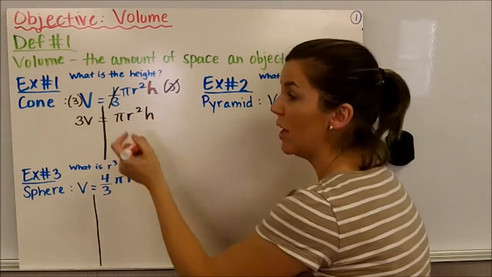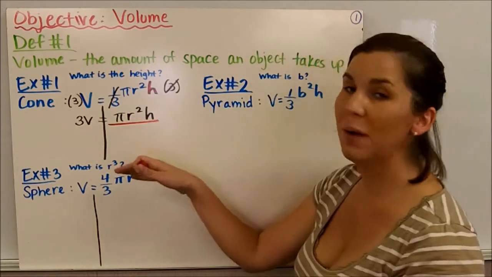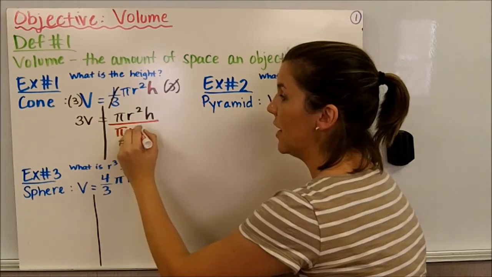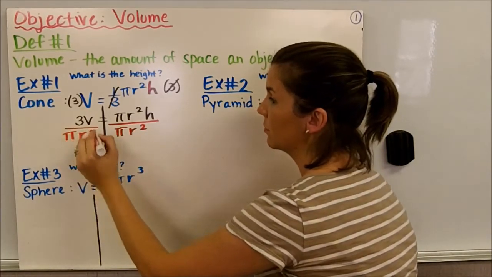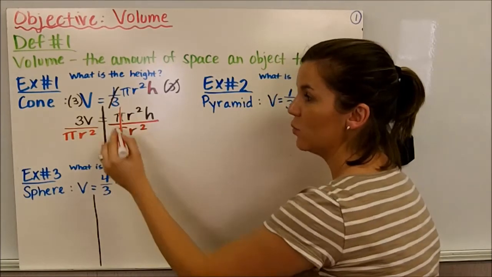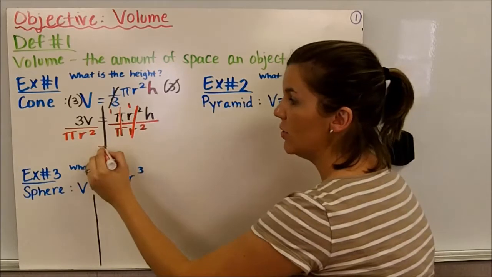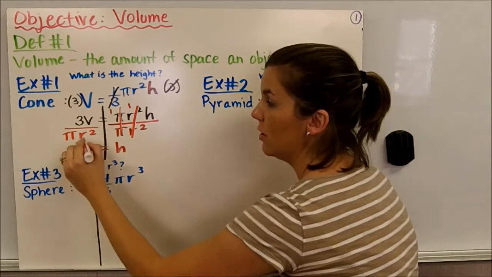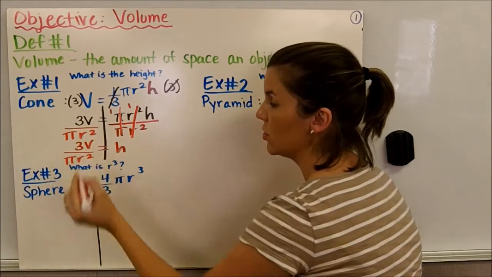These are all multiplied, so I can divide. And instead of dividing in 2 steps, dividing by pi and then dividing by r squared, I can just go ahead and divide by both in 1 step. Pi over pi is 1. R squared over r squared is 1. So now I'm left with the height is equal to 3v divided by pi r squared.